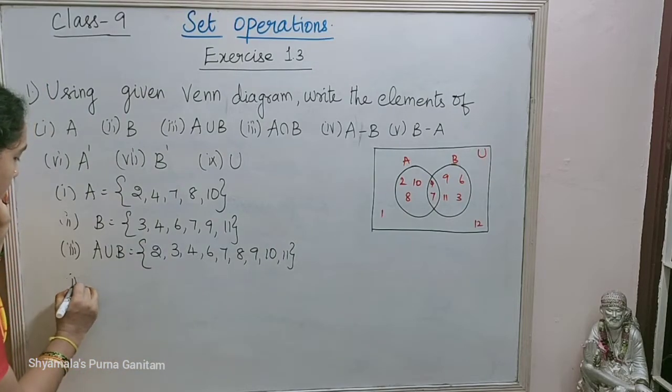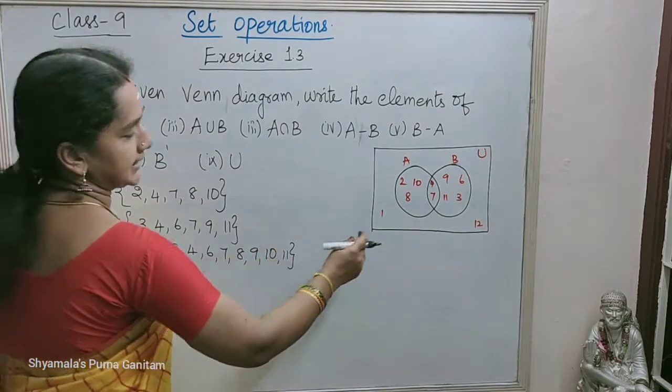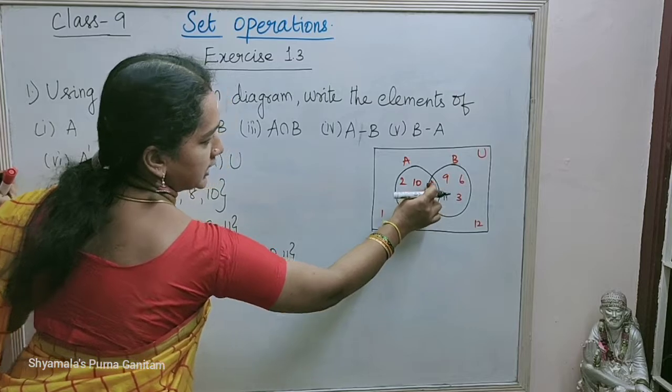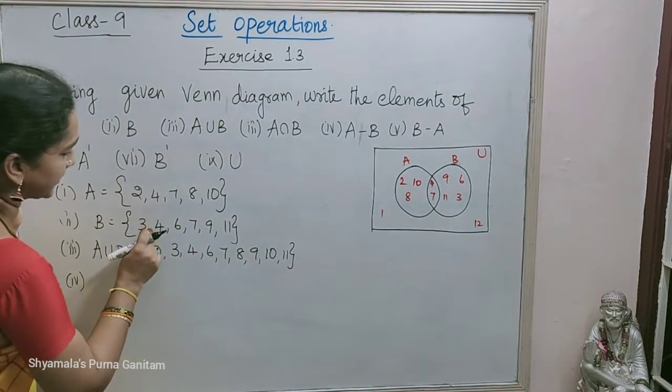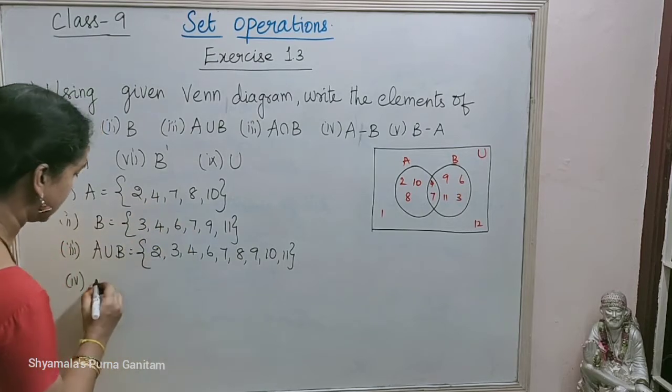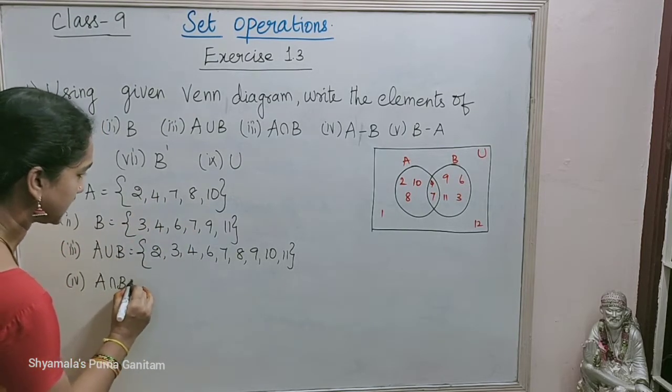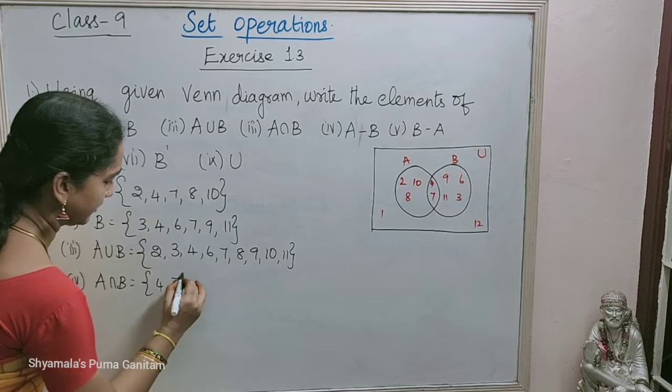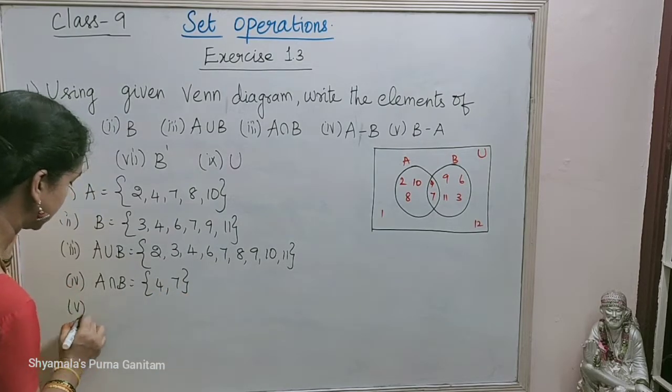Okay. Then fourth one is A intersection B. So intersection for both this is 4 and 7. You can see from these two sets also. So 4 is there in both the sets and 7 is there. So A intersection B is 4 and 7.